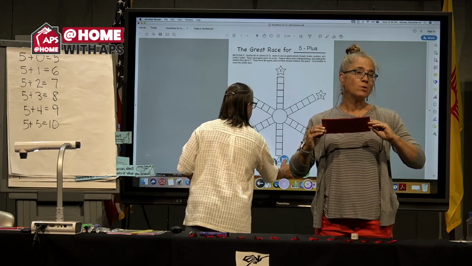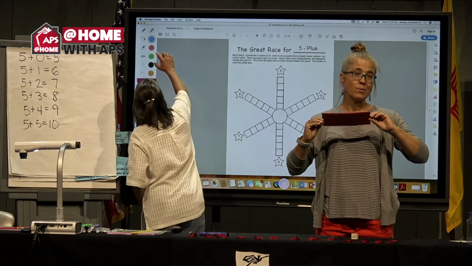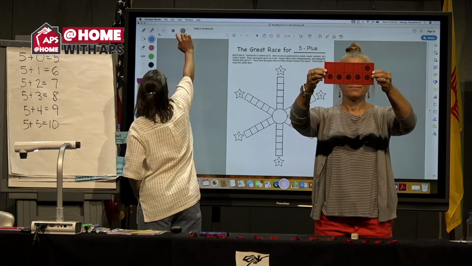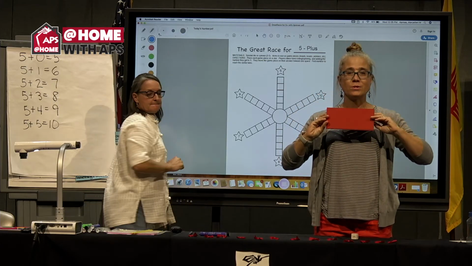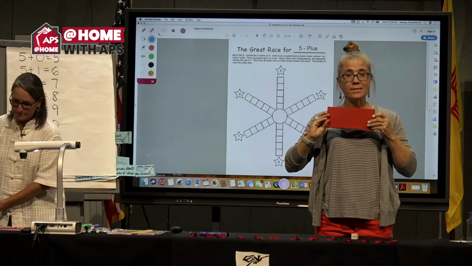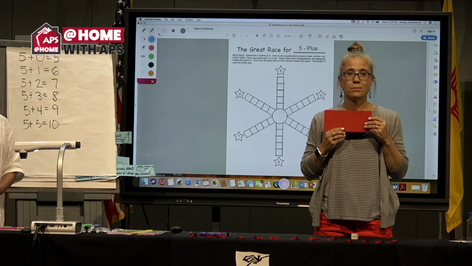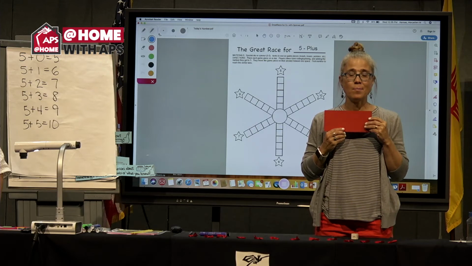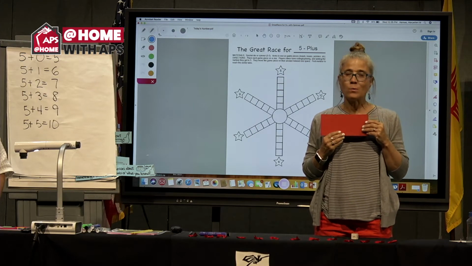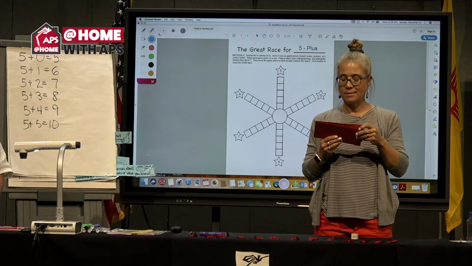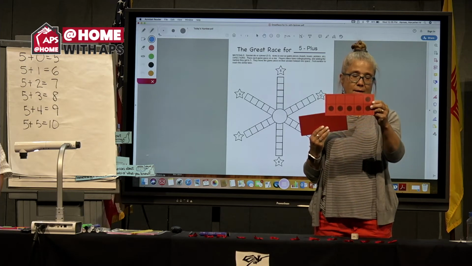All right, so I'm going to have you look at this 10 frame really quickly and tell me what you see. What did you see? Did you say 6? How many were on the bottom row? 5. And how many were on the top row? 1. And 5 and 1 is how much? 6. Exactly. Look at that again and make sure. Yep.